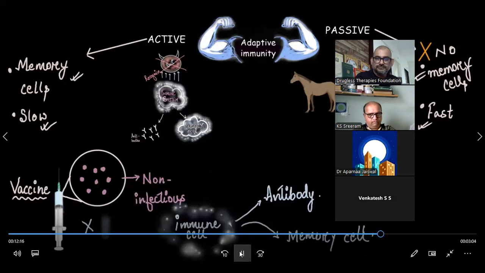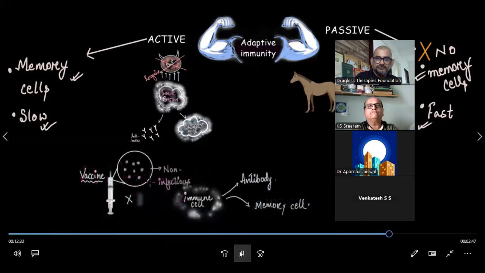Now, what do you think? Is vaccination an active or a passive adaptive immunity? Well, since vaccination made our body produce its own antibody and own memory cell, therefore it is an active adaptive immunity. Now, even though these two are the examples of active immunity, there is a slight difference in both the examples. In the first one, the bacteria entered the body all by itself. It happened naturally. So this type of active adaptive immunity is called natural.